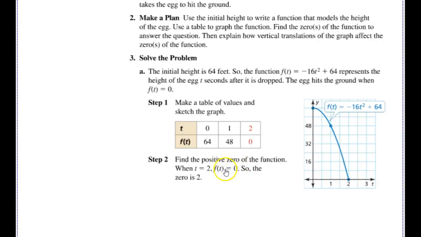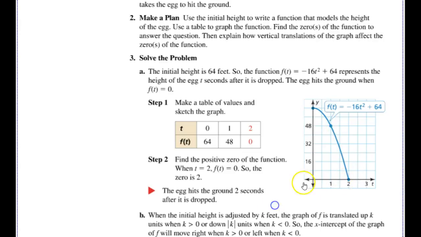So the positive 0 of the function is when t equals 2. So my 0 is 2. So this tells me that the egg hits the ground 2 seconds after it's dropped.